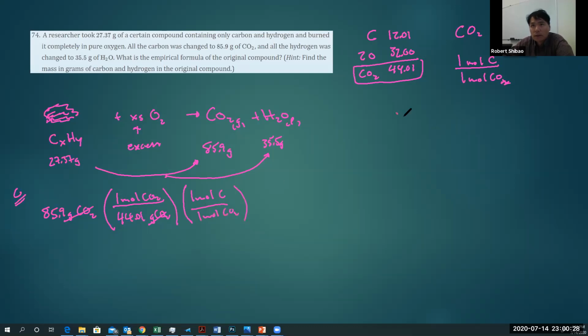Now, a chemical formula is a mole ratio, or atom ratio. So I stop here at moles of carbon because I'm going to take a ratio. All right, the hydrogens, we're going to do the same thing. For hydrogen, we had 35.5 grams of water.